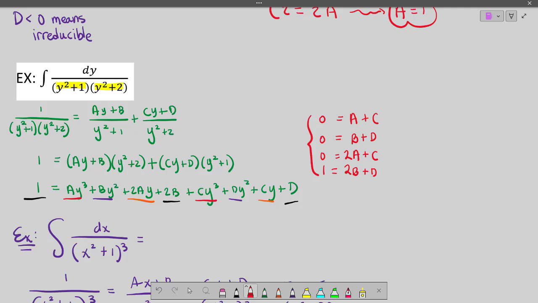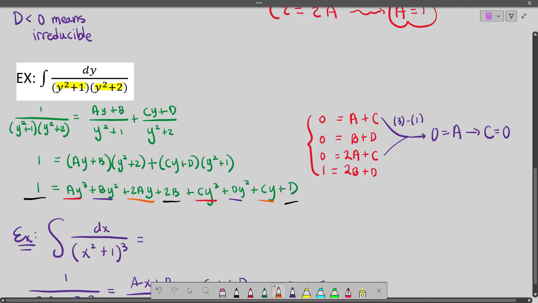So, if we take these two equations and subtract them, you can do equation 3 minus equation 2, equation 3 minus equation 1, that gives us, so 3 minus 1, 0 minus 0, 2a minus a is a, c minus c is 0, and if a is 0, what is c equal to? 0. Also 0. Okay.